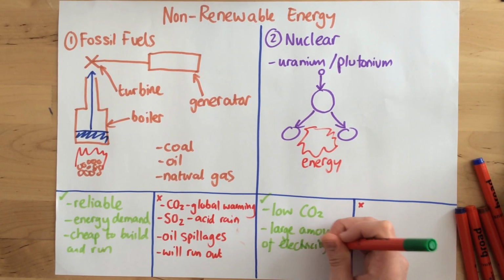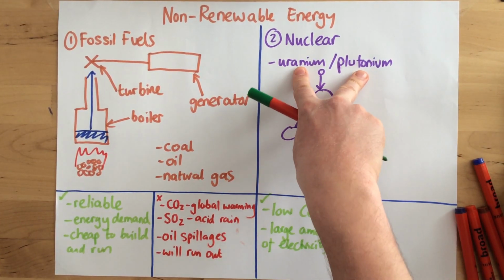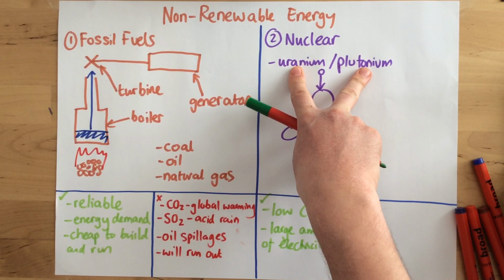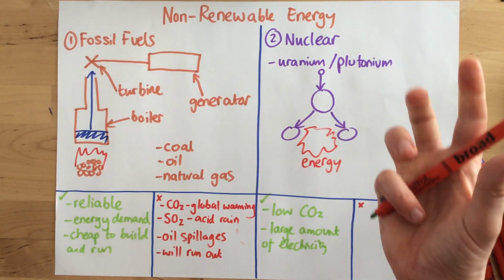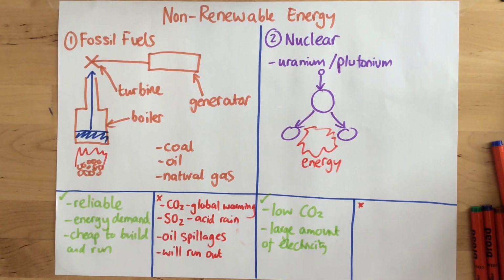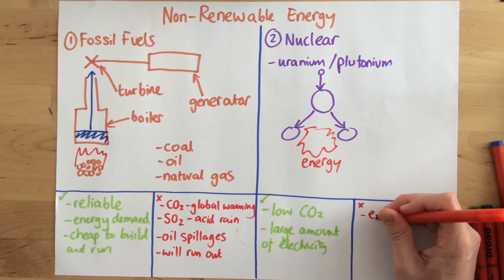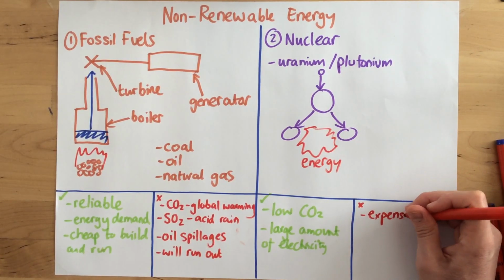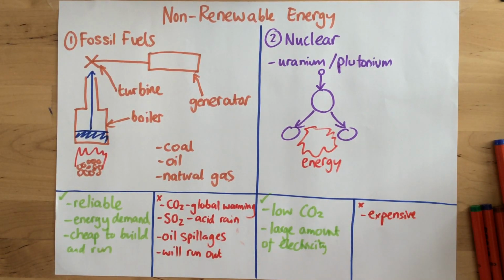So a relatively small mass of these substances, uranium and plutonium, releases a lot of energy. Now, the really negative sides about nuclear power is, first of all, it's extremely expensive to build a nuclear power plant and to decommission one after it's been built.